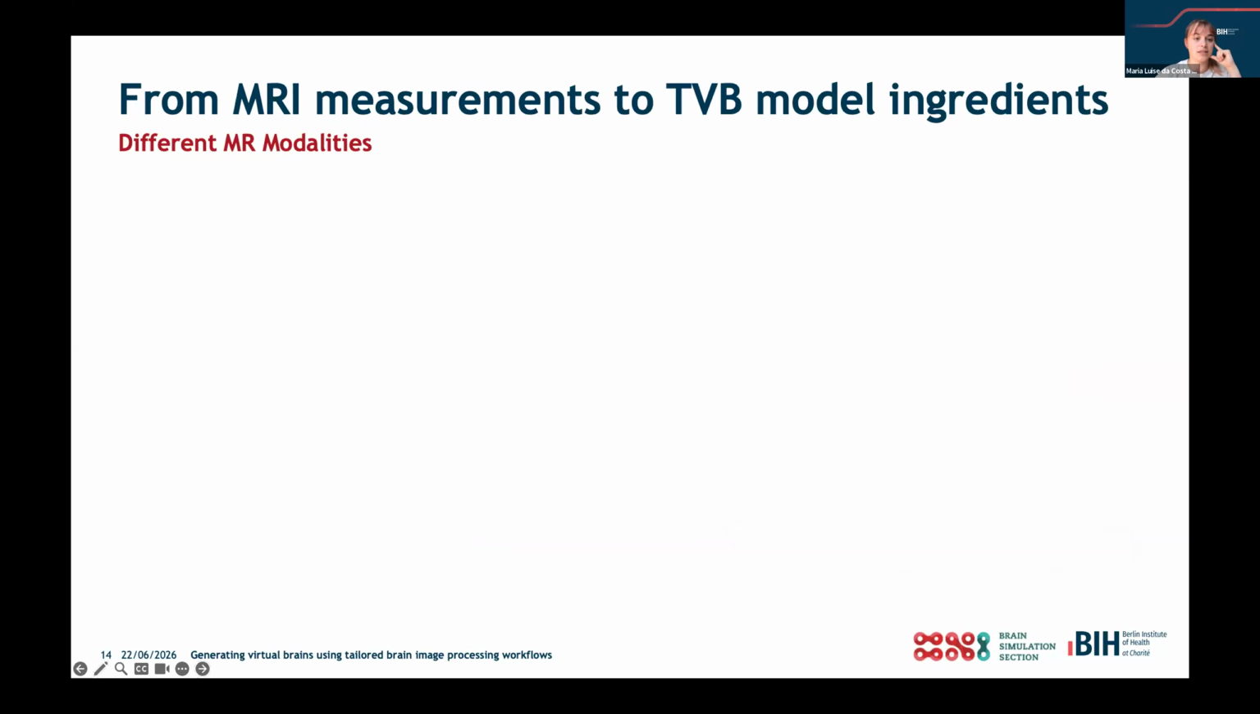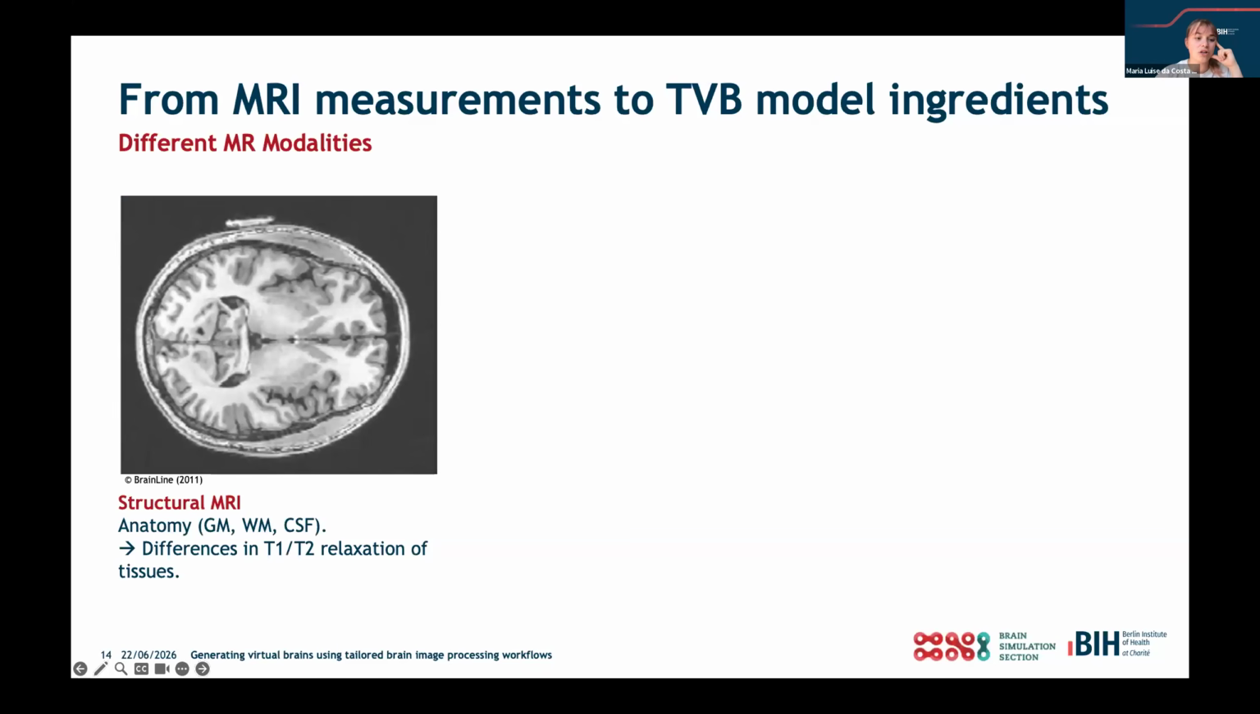different MR modalities. So if we look at structural MRI, here we take into account that different tissue types have different relaxation times. And therefore, for example, this is a T1 weighted image. We see white matter as quite light, and gray matter a bit darker, and CSF as almost super dark.